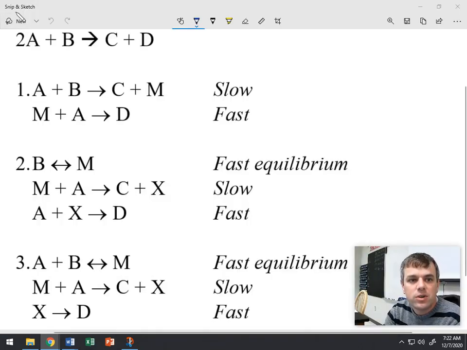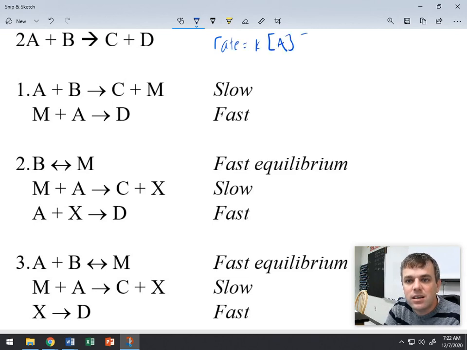All right, so in these examples, what we have is a reaction up here, and we want to determine if these reaction mechanisms are consistent with the following rate law. Rate equals K times the concentration of A times the concentration of B. So let's see if these three reaction mechanisms are acceptable.